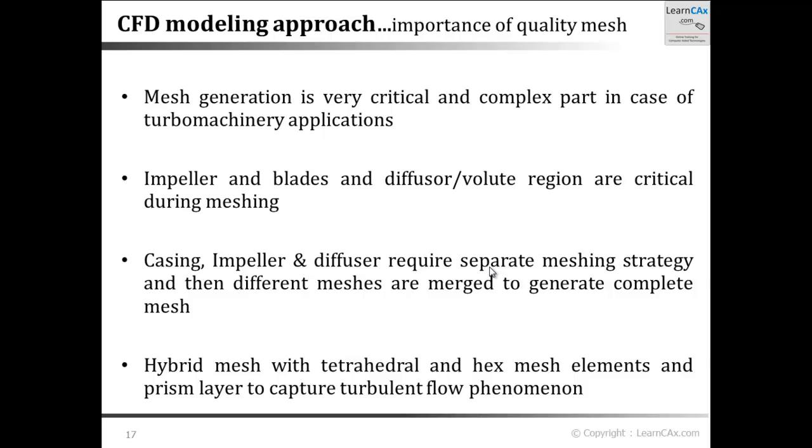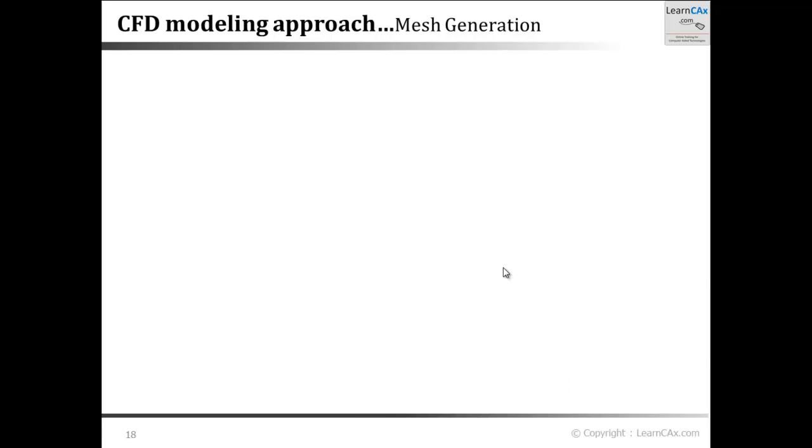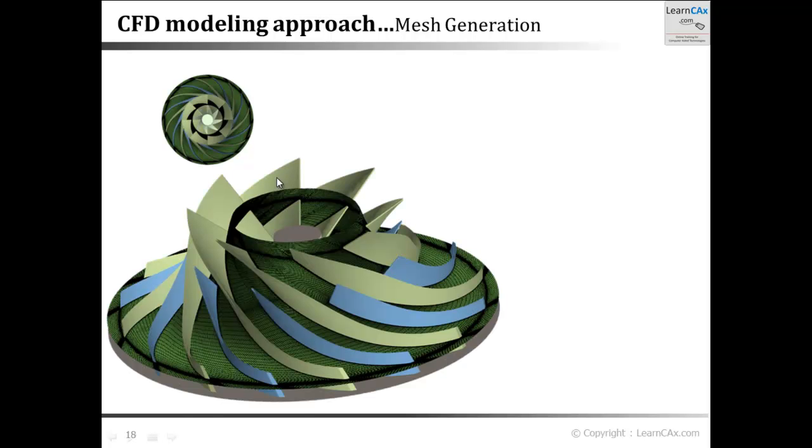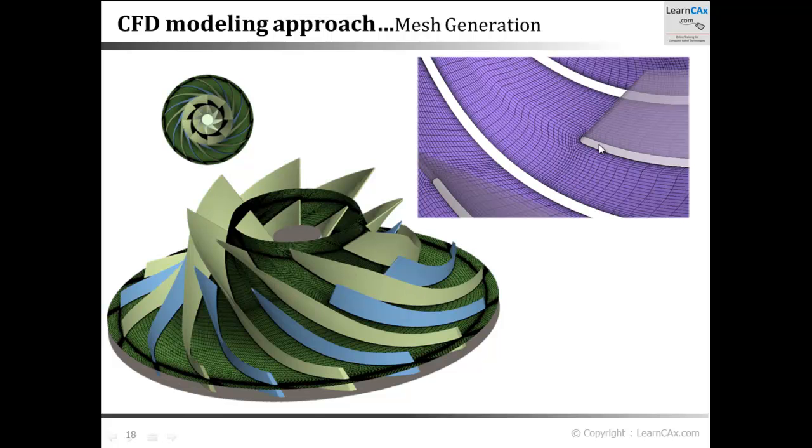Hybrid mesh with tetrahedral and hexa elements is usually used. There is also something called a prism layer, which is used in order to capture the turbulent flow phenomena occurring along the blade profiles. An example of mesh for this particular application is shown here. We have a particular impeller with blades, and you can see the mesh which is generated in between them to capture the exact flow region. Also near the blades, you can see the mesh is varied in order to capture the blade profile.